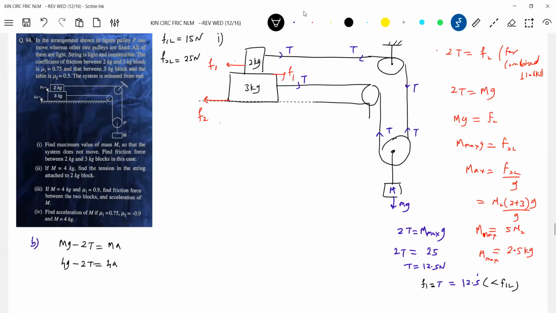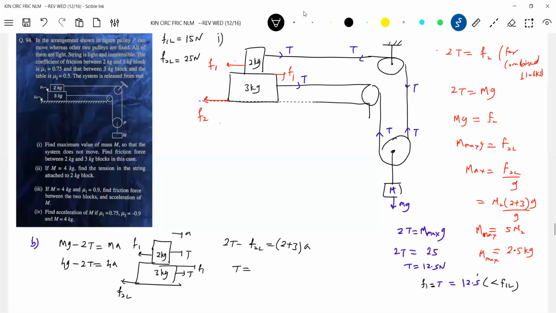Then together, I'll assume that, I'll show a small diagram so that it will be easy for you. Here tension T and T. I'll assume that here limiting friction will act, F2L, and here a static friction will act, and let there be a common acceleration a. So then solving this one will be 2T minus F2L is equal to 2 plus 3 into a. Let me solve this. I'll calculate the tension. Anybody value T and a?